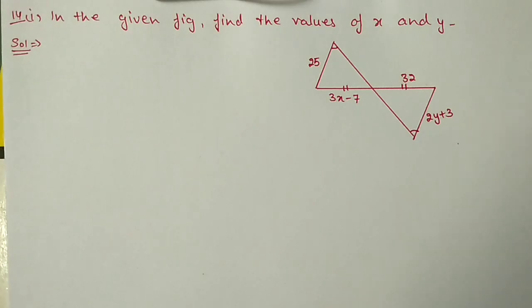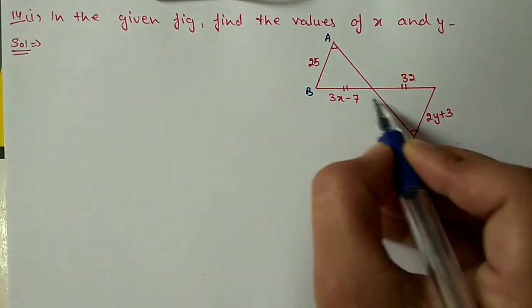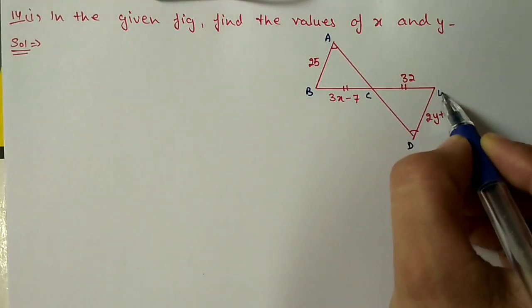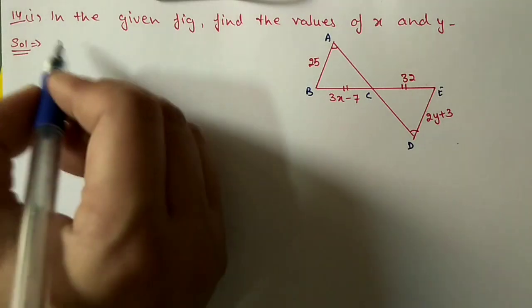Next we have question number 14, first part. In the given figure, find the values of x and y. So these two triangles are given. First we will name them, A, B, C, D and E. So first we will prove that these two triangles are congruent to each other.